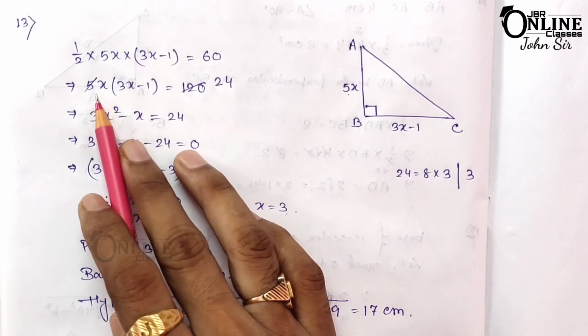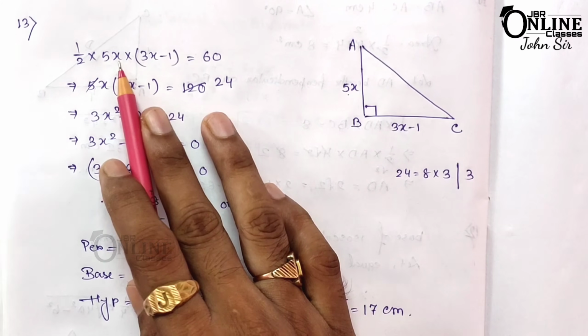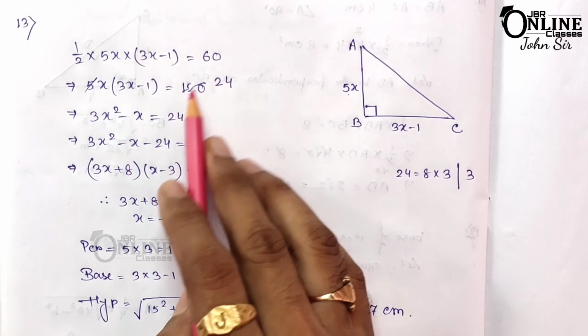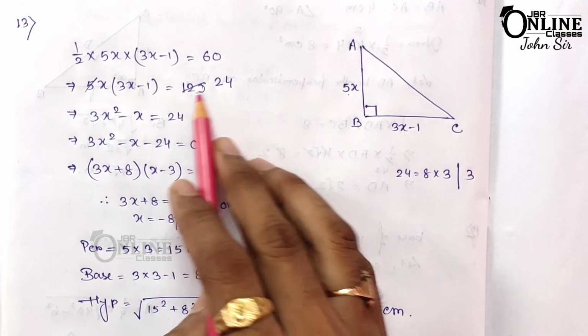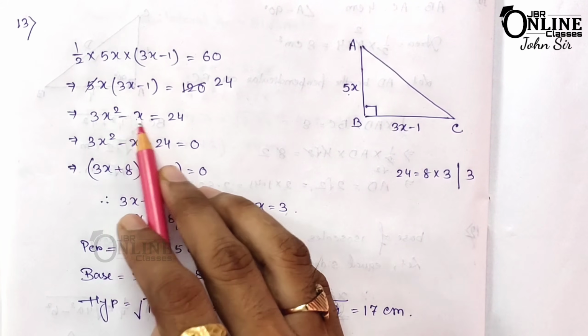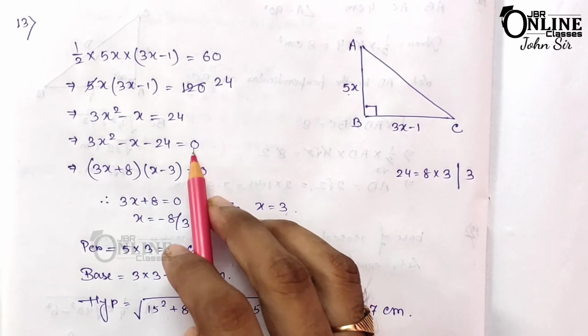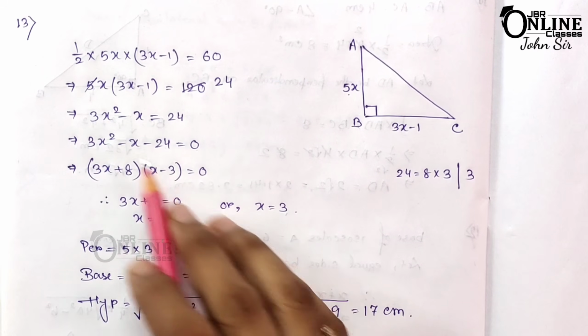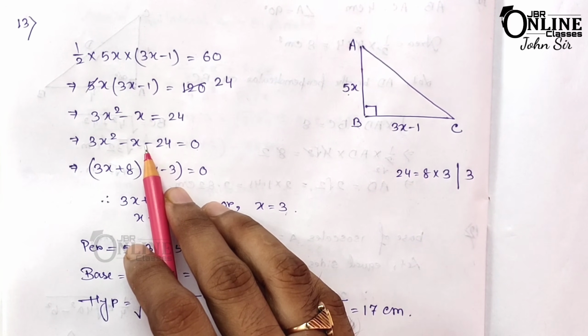Okay, so from that you can easily find out the value of x. So first 2 into 60, 120, then 5 cancels out, 120 by 5, 24. So 3x square minus x minus 24 equals 0. So this is the quadratic equation. So you can solve it by the middle term factorization method.